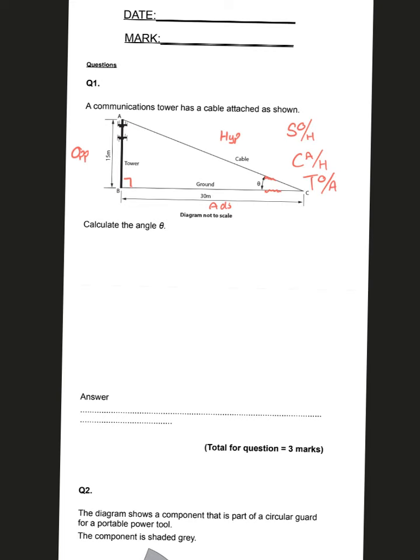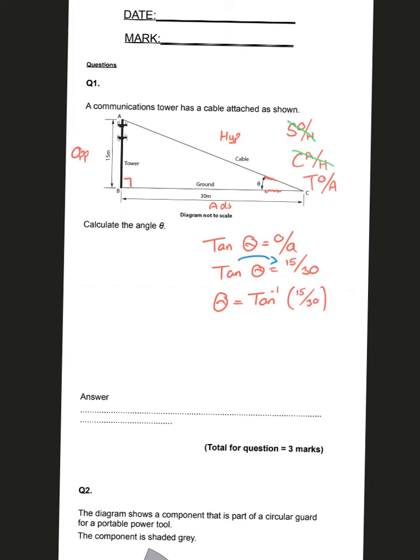So I have information for my opposite and my adjacent. So if I'm trying to find that angle, I'm not going to use sine, I'm not going to use cos, I'm going to use tan. So, from my SOHCAHTOA, tan of theta is equal to opposite over adjacent. Tan theta is equal to opposite, which is 15, over adjacent, which is 30. Now, I'm trying to get theta by itself. So remember, when I bring tan over, something funny happens. It becomes tan inverse. So theta is equal to tan inverse 15 over 30.